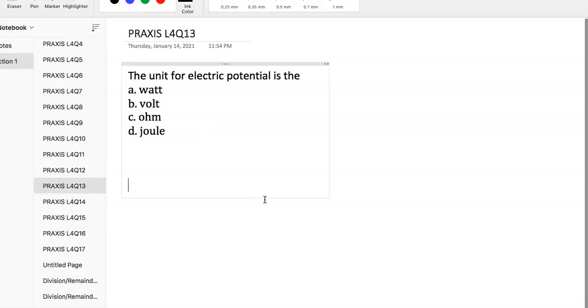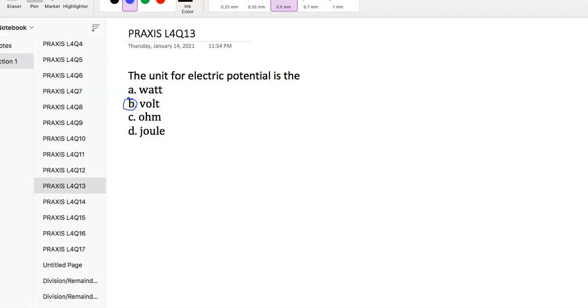And we got about 5 questions left here. The unit for electric potential, that is the volt. And let's talk about these for a second. So the volt, that is the derived unit for electric potential. 1 volt is defined as the difference in electric potential between 2 points of a conducting wire.